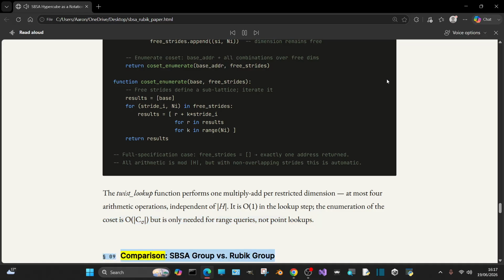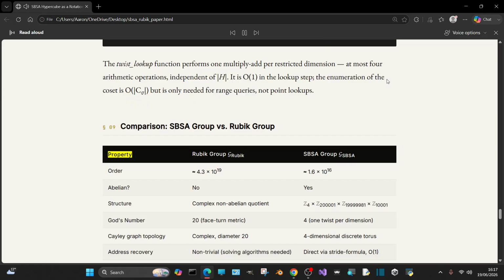Section 09 Comparison, SBSA group versus Rubik group. Property. Rubik group. SBSA group. Order. Approximately 4.3 times 10^19. Approximately 1.6 times 10^16. Abelian. No. Yes. Structure. Complex non-abelian quotient.